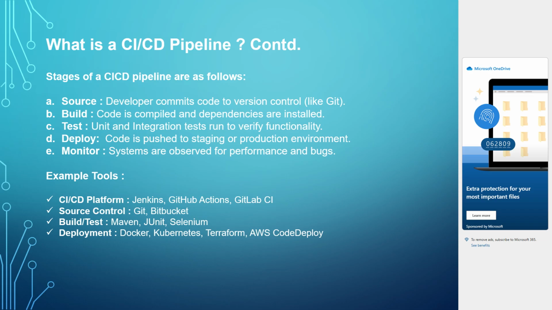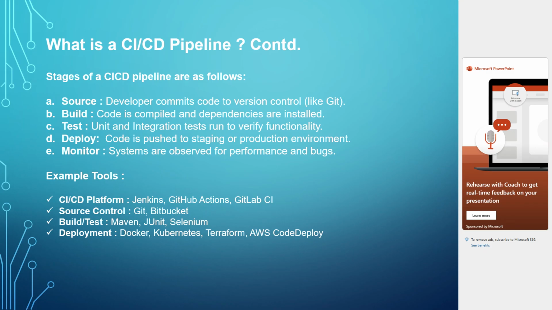Build. What is the build stage? Build is where the code is compiled and dependencies are installed. So the build ensures the code is complete, there are no issues, and dependencies are resolved. After build comes test as a stage. As the name suggests, the test phase is responsible for unit and integration tests, which run to verify functionalities.